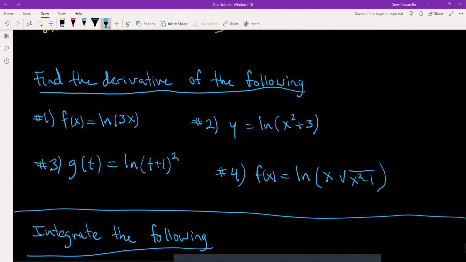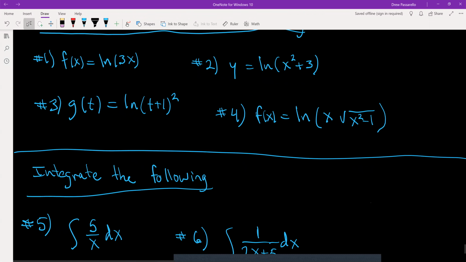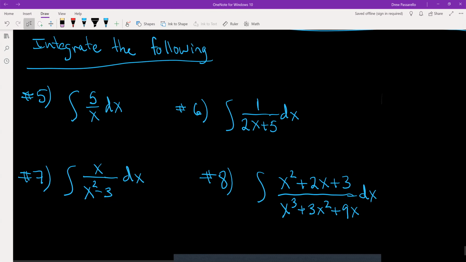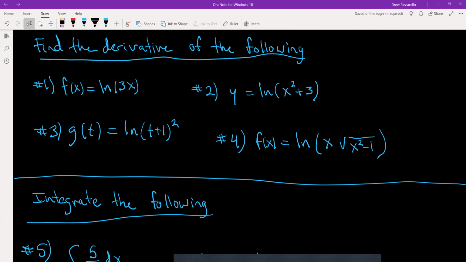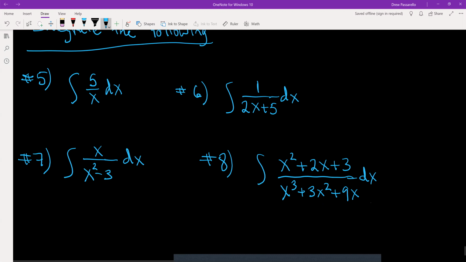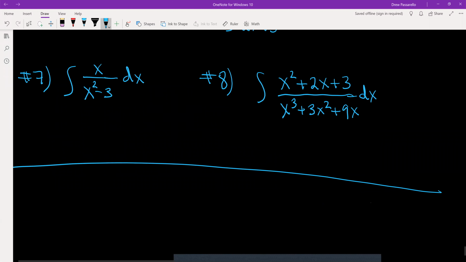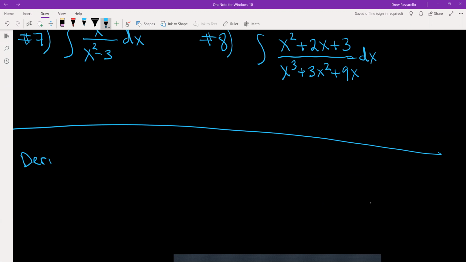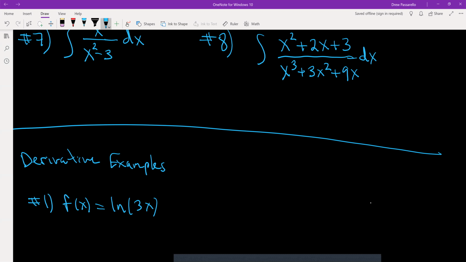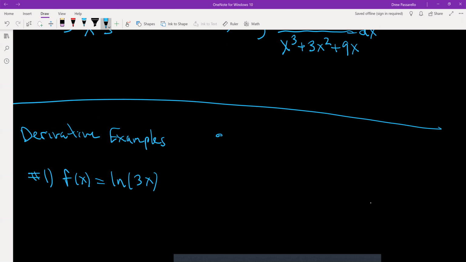So I'll do these 4 examples where you find the derivative, and then these 4 examples where I'll integrate. So the first example is f of x equaling natural log of 3x. So the derivative examples first. All right, and the derivative rule.